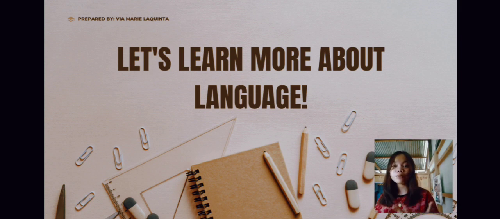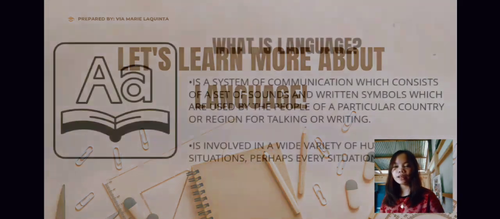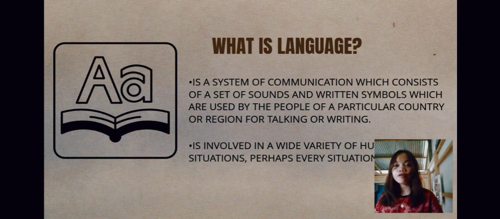So before we learn more about language, let's first define what is language. What is language? It's a system of communication which consists of a set of sounds and written symbols which are used by the people of a particular country or region for talking or writing. So we humans use a set of sounds when we're communicating through talking, and we use written symbols when we communicate through writing or even typing when we're communicating on any social media platform. It is involved in a wide variety of human situations, perhaps every situation.